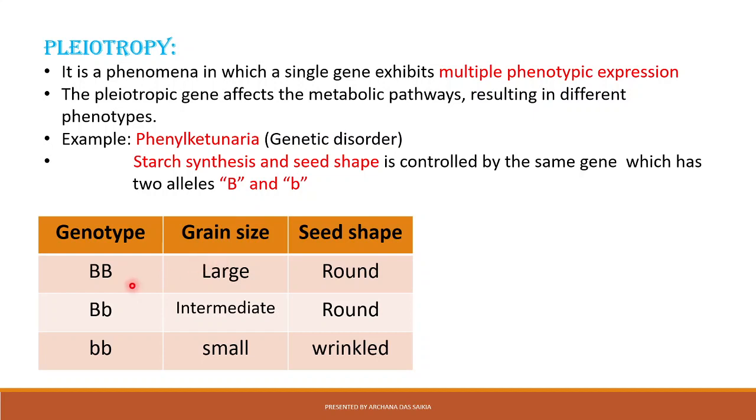That is, if it is dominant, will it always be dominant? No, the same combination of alleles may show complete dominance, or it may show incomplete dominance. It all depends upon the type of phenotype it is expressing. So this is an example of pleiotropy, and we can also cite this example as incomplete dominance.